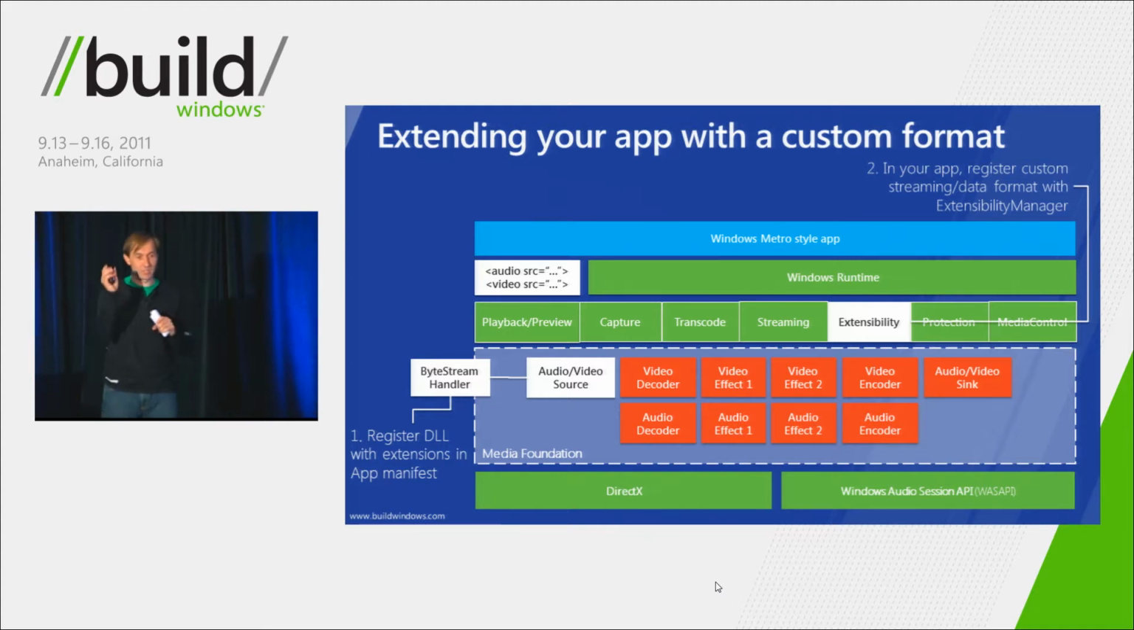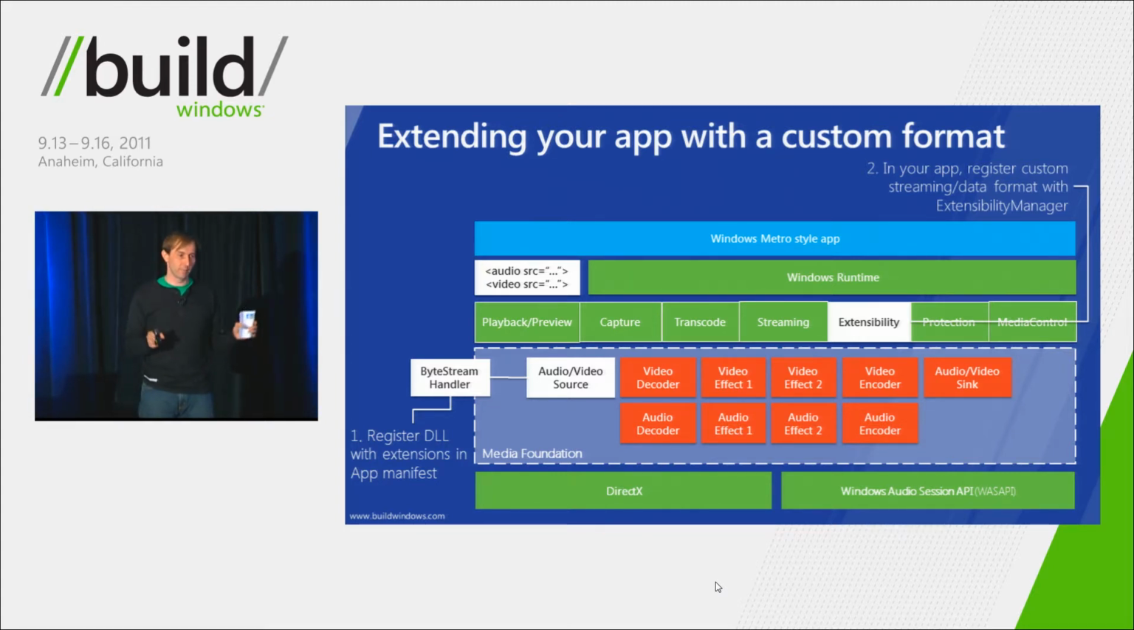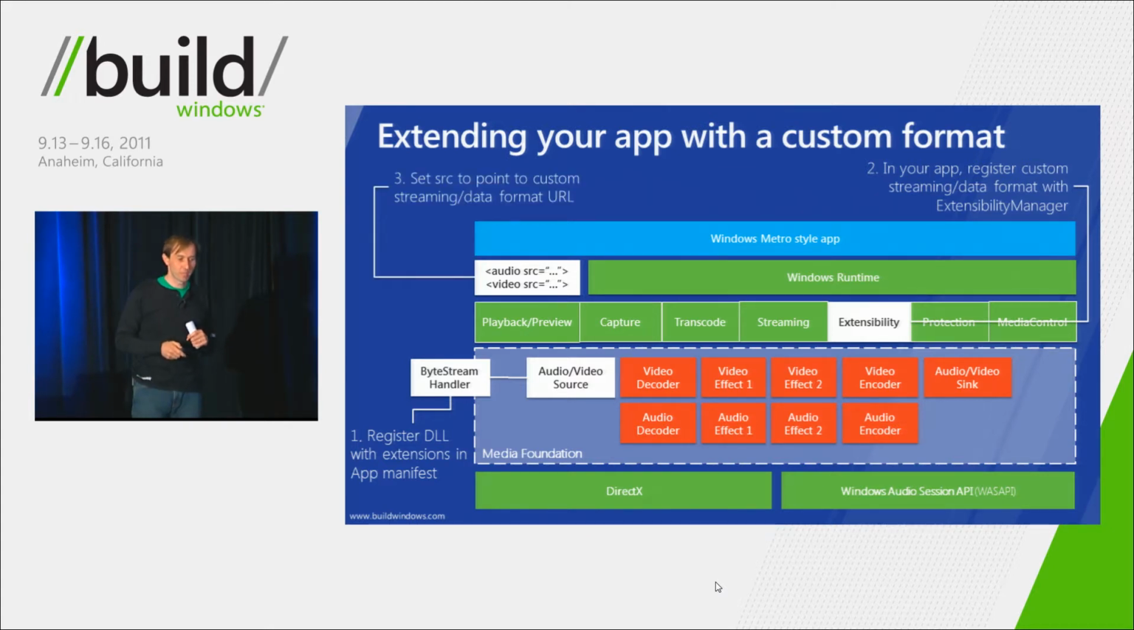And you do that in JavaScript in your app, or in C# in your app, right? So you go to the extensibility manager, and it's just the same C# or JavaScript. The extensibility manager offers the functionality to register a byte stream handler for a certain file name extension, or content type. And then, in the third step, you just fire up a video tag or a media element, set the source to a URL that is serving up that content of yours in your custom format, and then the content will play.